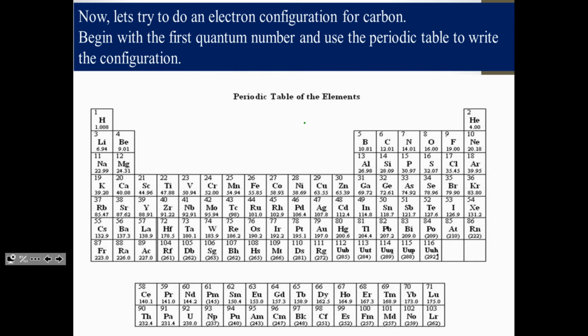Okay, so let's try to do an electron configuration for the element carbon. So we're looking for carbon. You've got to find it on the table. Carbon is element number 6, atomic number 6. It's got 6 protons, and we're going to assume that it's neutral, which means it has 6 electrons. So I'm trying to write an electron configuration for carbon, and this is how I do it. I'm going to read from left to right, just like I'm reading a book, and from top to bottom. So I'm going to start here, always.